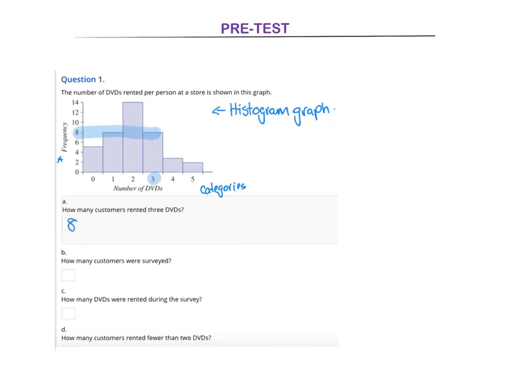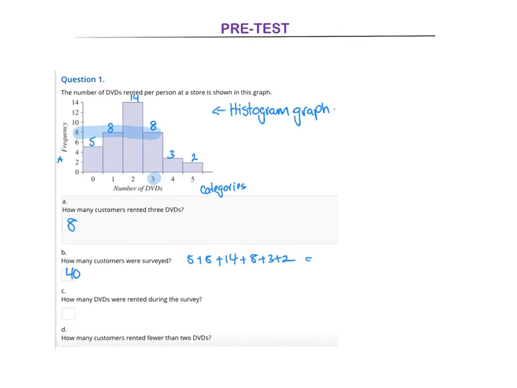Good. How many customers were surveyed altogether? How are we going to work that out? If you said 8, yeah, good. You said 8 were 3. How many rented 0? 5. How many rented 1? 8. How many rented 2? 14. And how many rented 4? Looks like 3 and 2. So you're going to have to add all of them up. So you got 5 plus 8 plus 14 plus 8 plus 3 plus 2. And what does that equal? So that was 40. Good.